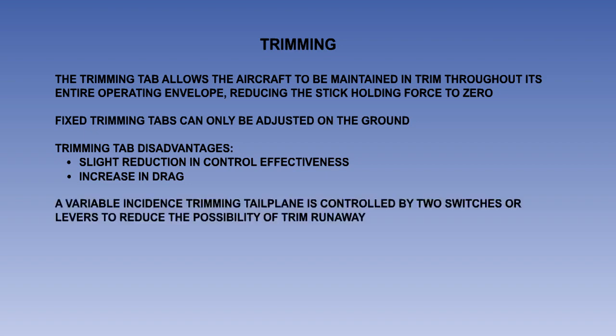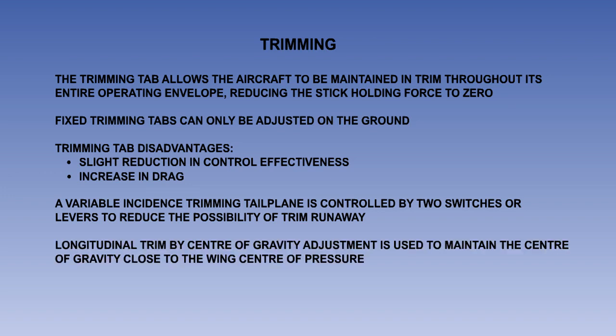A variable incidence trimming tailplane does not have the disadvantages of the elevator trim tab. Plus, it has the ability to trim for larger changes in speed and centre of gravity position. It is controlled by 2 switches or levers to reduce the possibility of trim runaway.